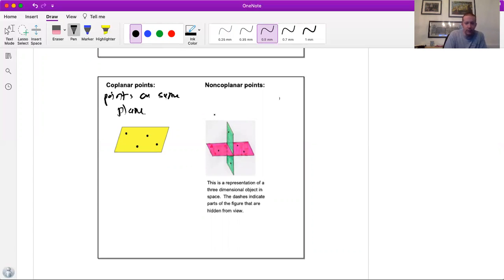So like imagine a bunch of dots on a piece of paper. Those would all be coplanar. Non-coplanar points are points which are not on the same plane.